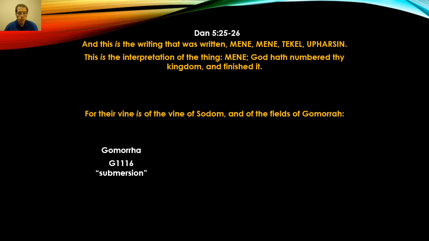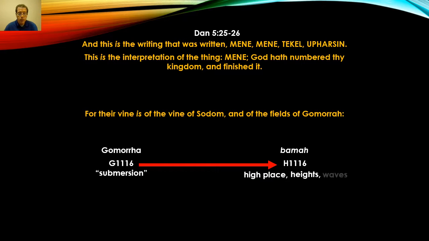Gomorrah, G1116, is numbered with H1116. Bema. Bema is an occultic platform. That's the technical name for an occultic platform. It's translated high place. It's translated heights. And one time it is translated waves. The Gomorrah is numbered with Bema. The submersion is numbered with waves.